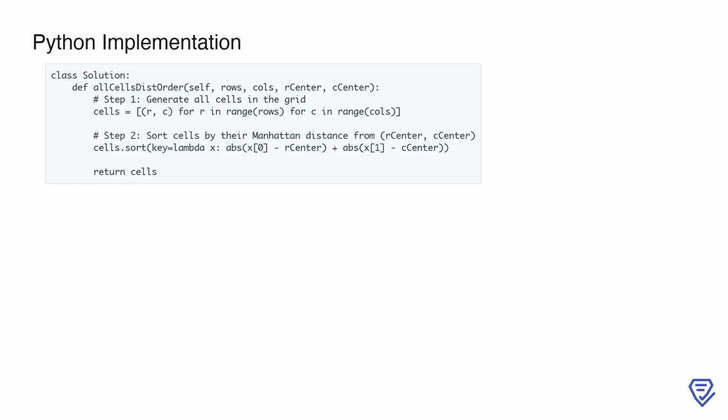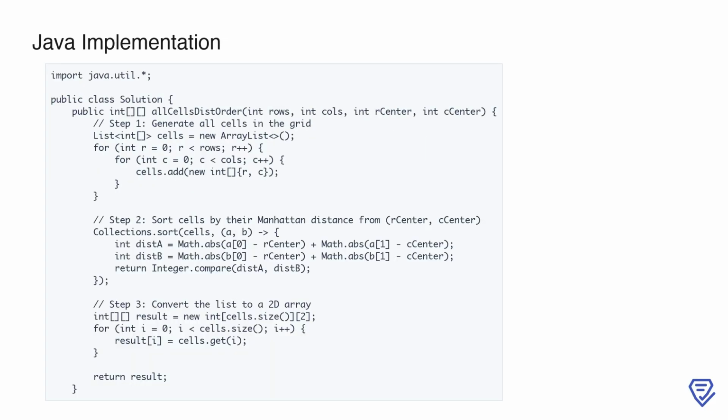The time complexity is O(rows * cols * log(rows * cols)) due to the sorting step, and the space complexity is O(rows * cols) to store the list of cells. Here, we start by importing the necessary packages, including java.util.* for utilities like lists and sorting.